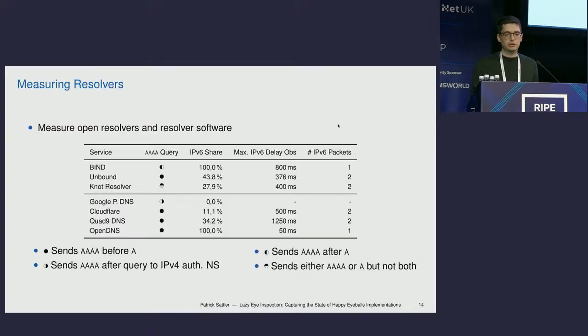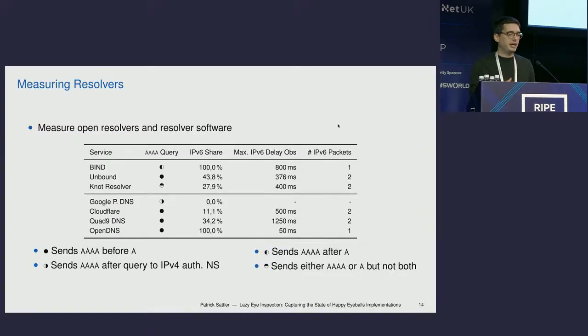Going on from this, we decided to also measure resolvers. So how do resolvers actually connect to our authoritative name server? And what do they use? First, we checked which record types they query for. Do they even send quad A records? And is the quad A record received before the A record? We did this for resolver software, so for BIND, Unbound, and Knot, and also for some public resolvers.